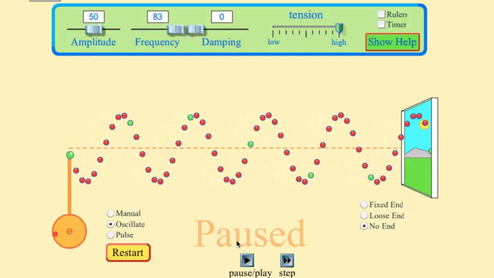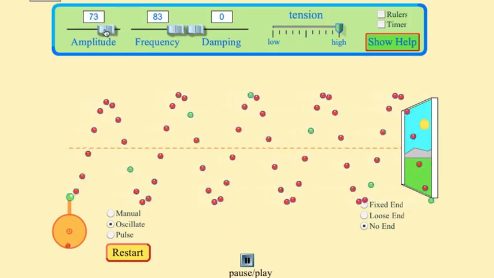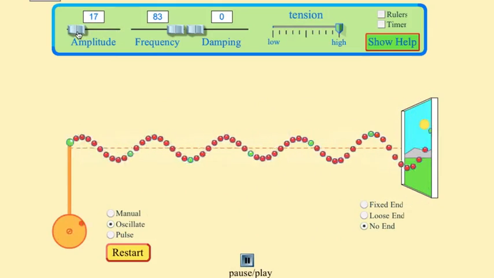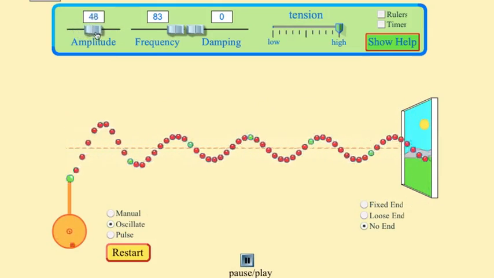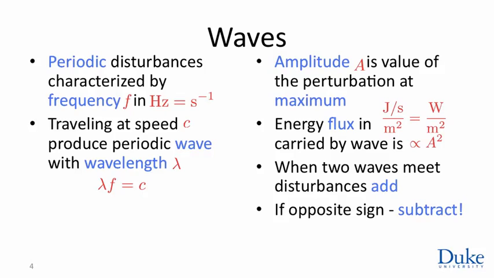Those are related, but also by an amplitude. An amplitude is simply the magnitude of the largest deformation. So an amplitude of 17 is a very small deformation, and an amplitude 3 times as large is a very large deformation.